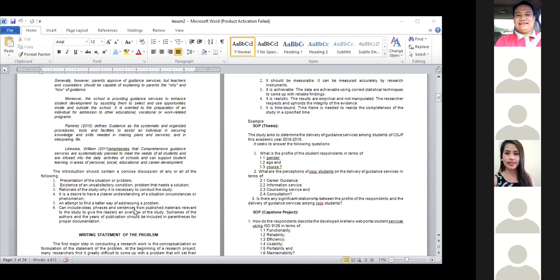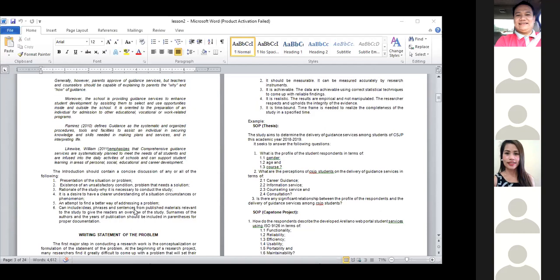So you must know the background. Okay, that's why I advised you na you may now focus on your position. You may now focus on your course, no? Para you are knowledgeable enough. Okay, so you know everything about the research. The number five, an attempt to find a better way of addressing a problem.